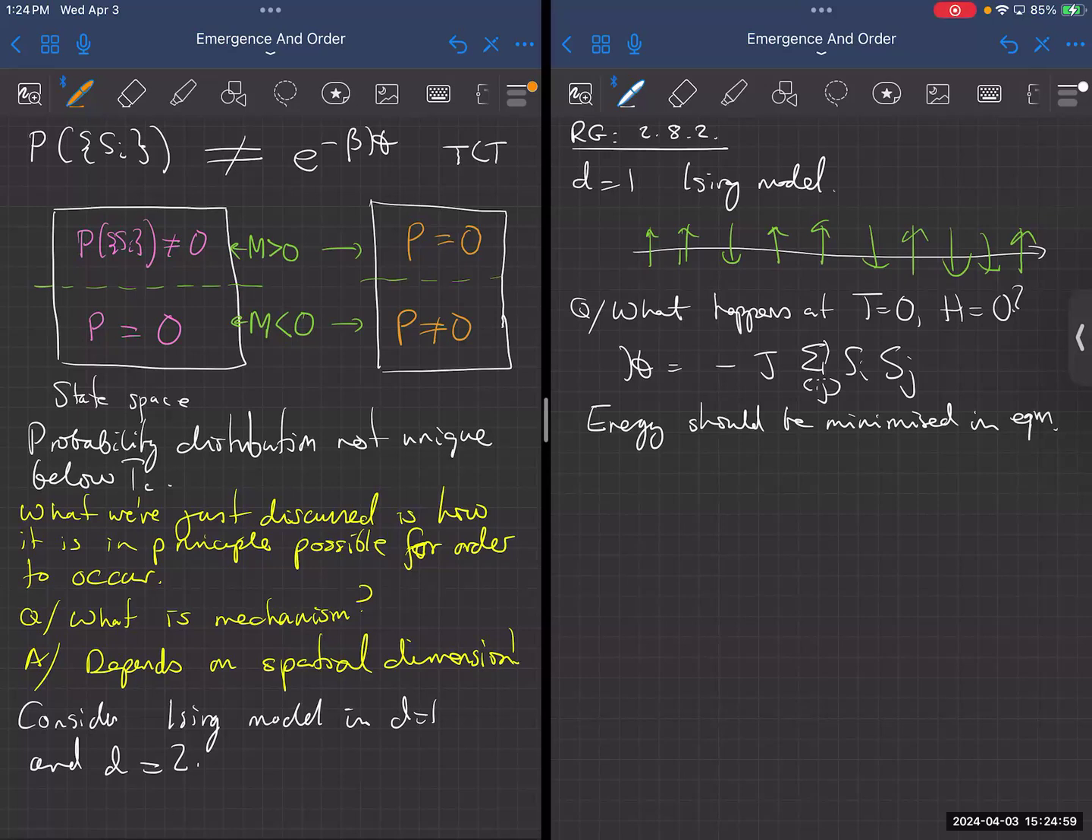If S_i and S_j have the same value, whether it's plus or minus 1, then this product will be plus 1. Then I multiply it by how many terms there are here, and then multiply by J. So the energy will be minimized in equilibrium, and that implies that S_i must be equal to S_j for all i and j a neighbor of i.